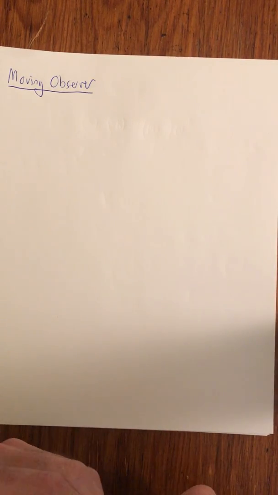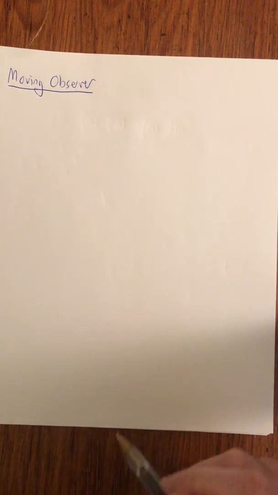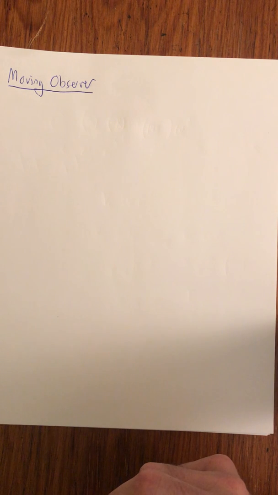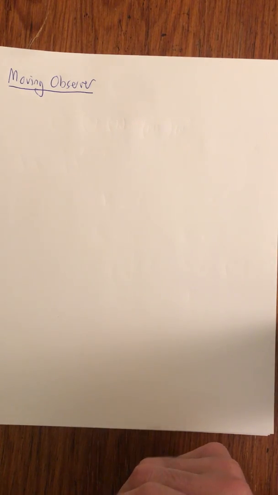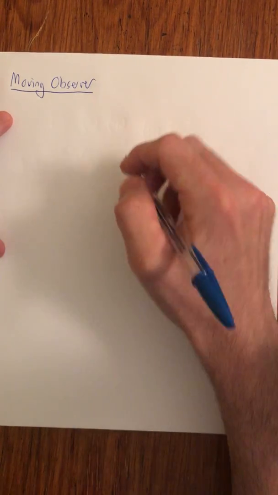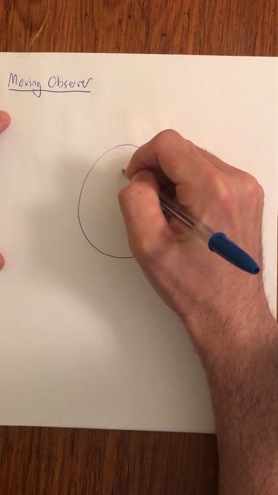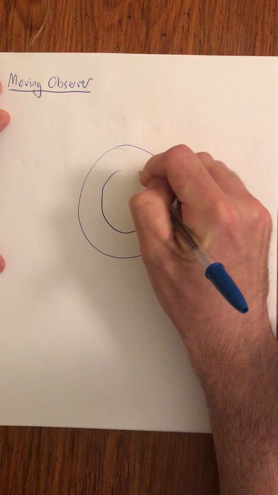Let's try this again with the Doppler effect for a moving observer. Still the same result is going to come out: when the observer is moving towards the source, the observer is going to notice a higher frequency than what the source is putting out. And when the observer is moving away from the source, the observer experiences a lower frequency than what the source is putting out.